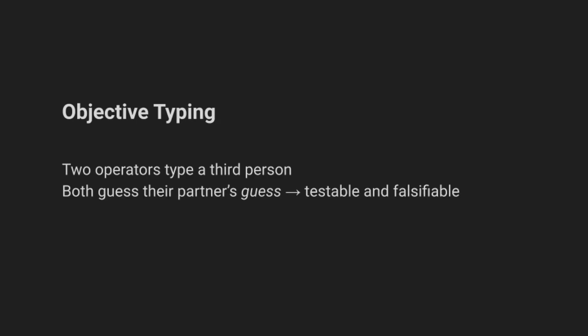Objective typing works differently. Here we have at least two operators who type a third person independently without influencing each other. Strictly speaking, they're not even guessing someone's type. They're guessing what their partner will guess. This can be proven wrong by the other partner and is therefore falsifiable. This shifts personality typing from something that is purely speculative, opinion-based, and subjective to something objective that can be systematized and replicated.